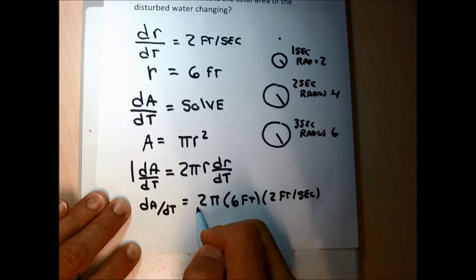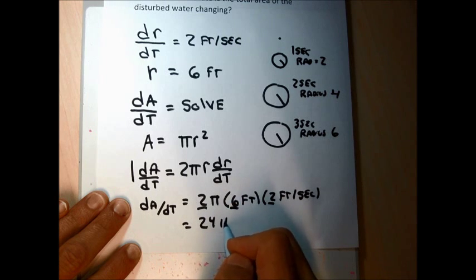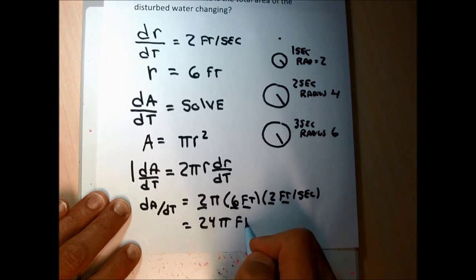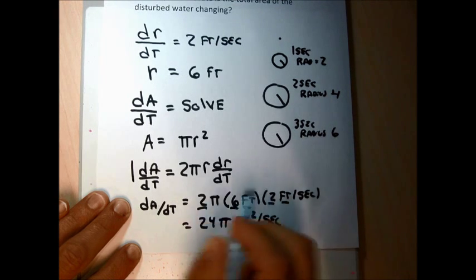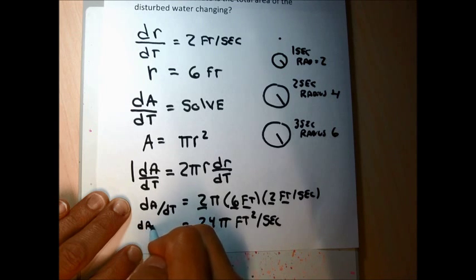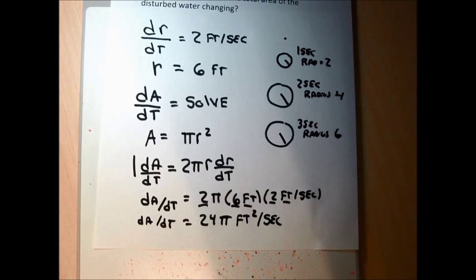I'm going to multiply the 2, the 6, and the 2 and get 24. I'm going to leave the pi, and I'm going to multiply the feet together and get feet squared per second. And that's going to be dA/dt. So this is going to be the answer to problem 11. I should probably write some words with it.